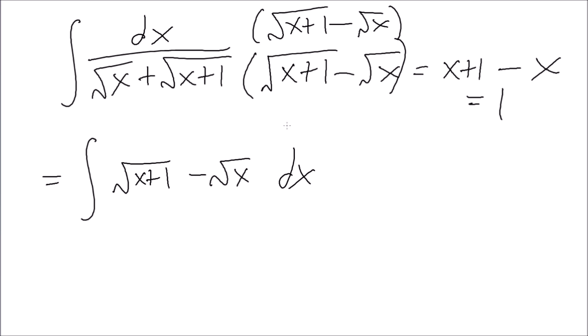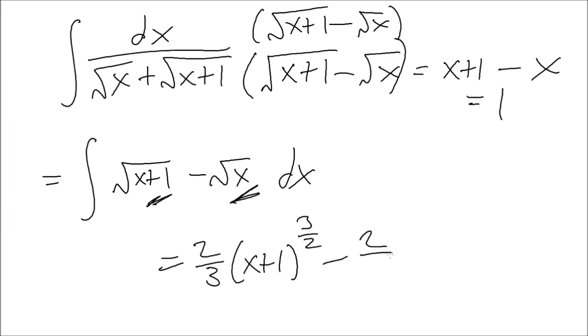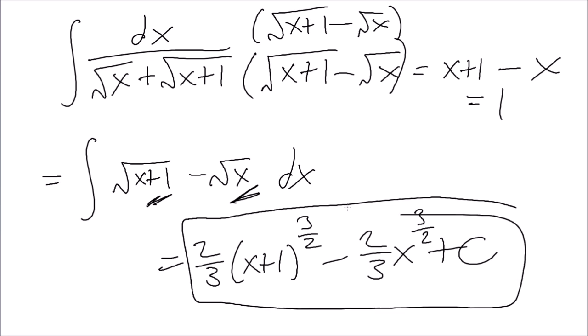Now this is just easy. This is just power rule, and this is just a basic u substitution. So now my answer is just 2/3 (x plus 1) to the 3/2 minus 2/3 of x to the power of 3/2 plus c. And I'm done. That's all it is.